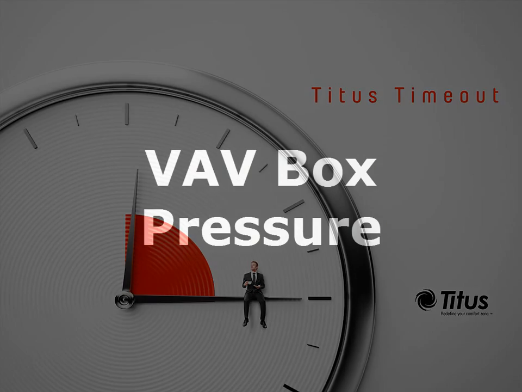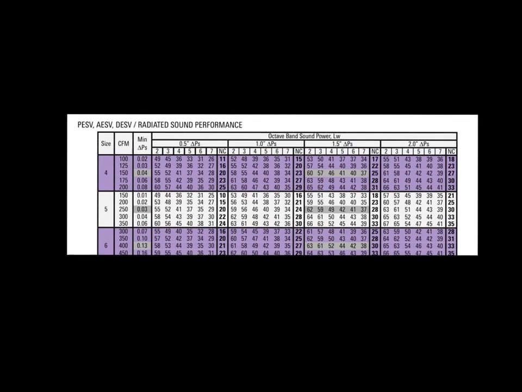I'm Jenny Abney-Civey, and today I'm going to talk about the different pressures associated with VAV box data. Let me start by pulling up part of a catalog page for our ESV radiated sound data. The data table shows several different pressures. Over here we have minimum delta P. Across the top you see columns for 0.5, 1 inch, 1.5, and 2 inches delta P. And then not shown on the page is that the data assumes 0.25 inches of downstream static pressure as well.